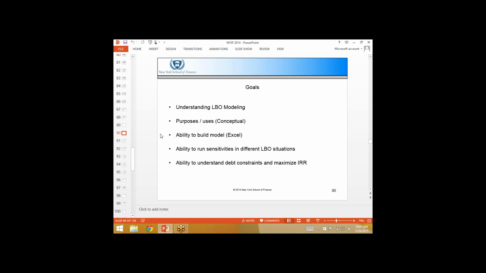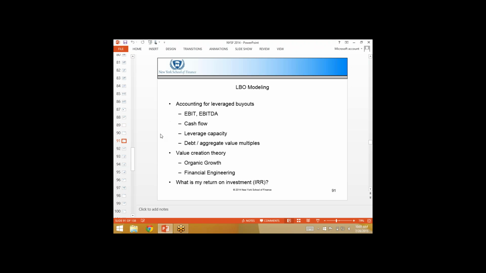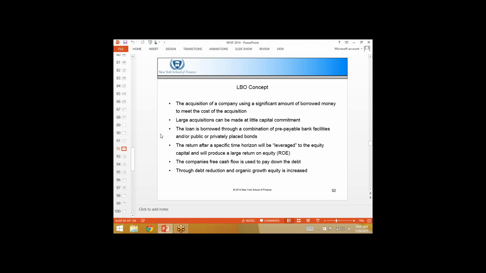Before getting into the case, I want to get into the first piece here, which is what an LBO is. So what is a leveraged buyout to you guys? It's an acquisition of a target company using a significant amount of capital to meet the cost of acquisition.